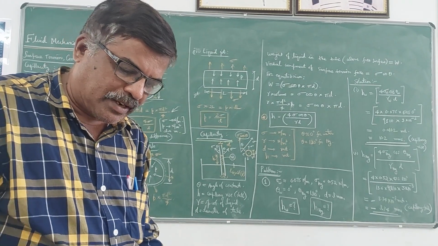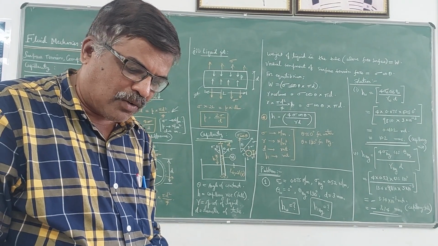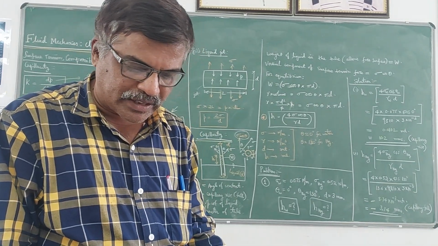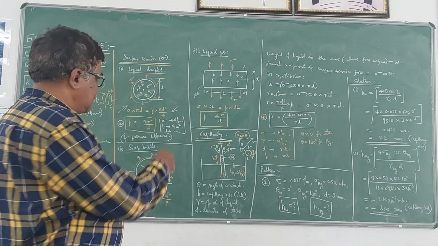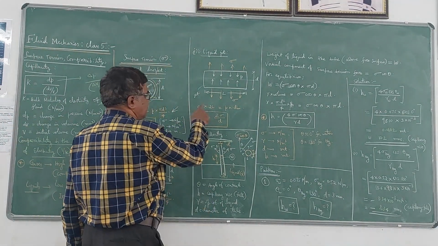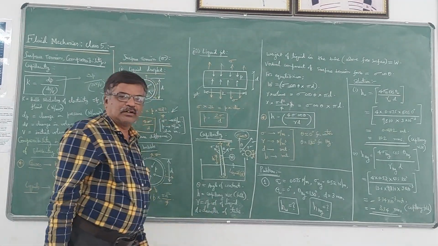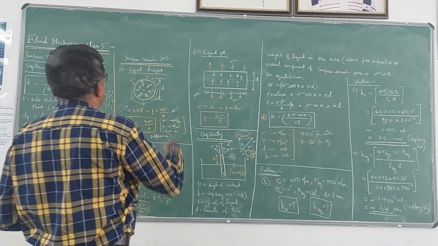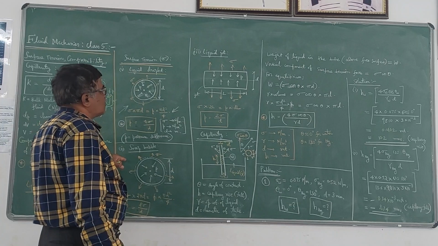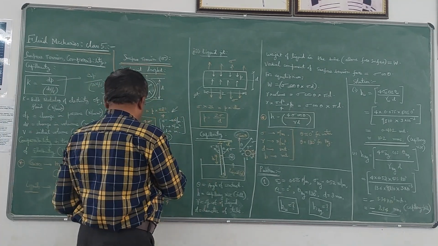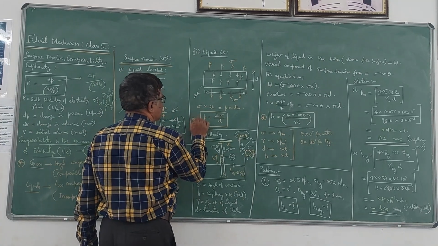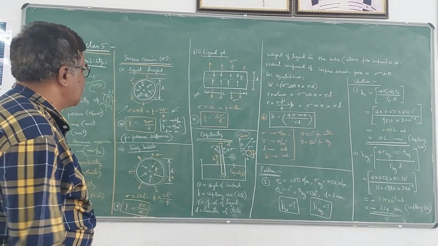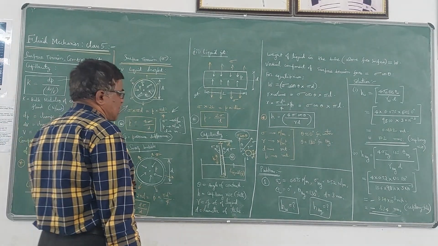So like this, for three different cases, you can always find out the surface tension force or the intensity of pressure, the difference in the pressure between the inside and outside of the liquid droplet, a soap bubble or a liquid jet. These are the expressions you can directly use to find the pressure difference, or the surface tension if you know the pressure difference. Now the third important property is the capillarity.